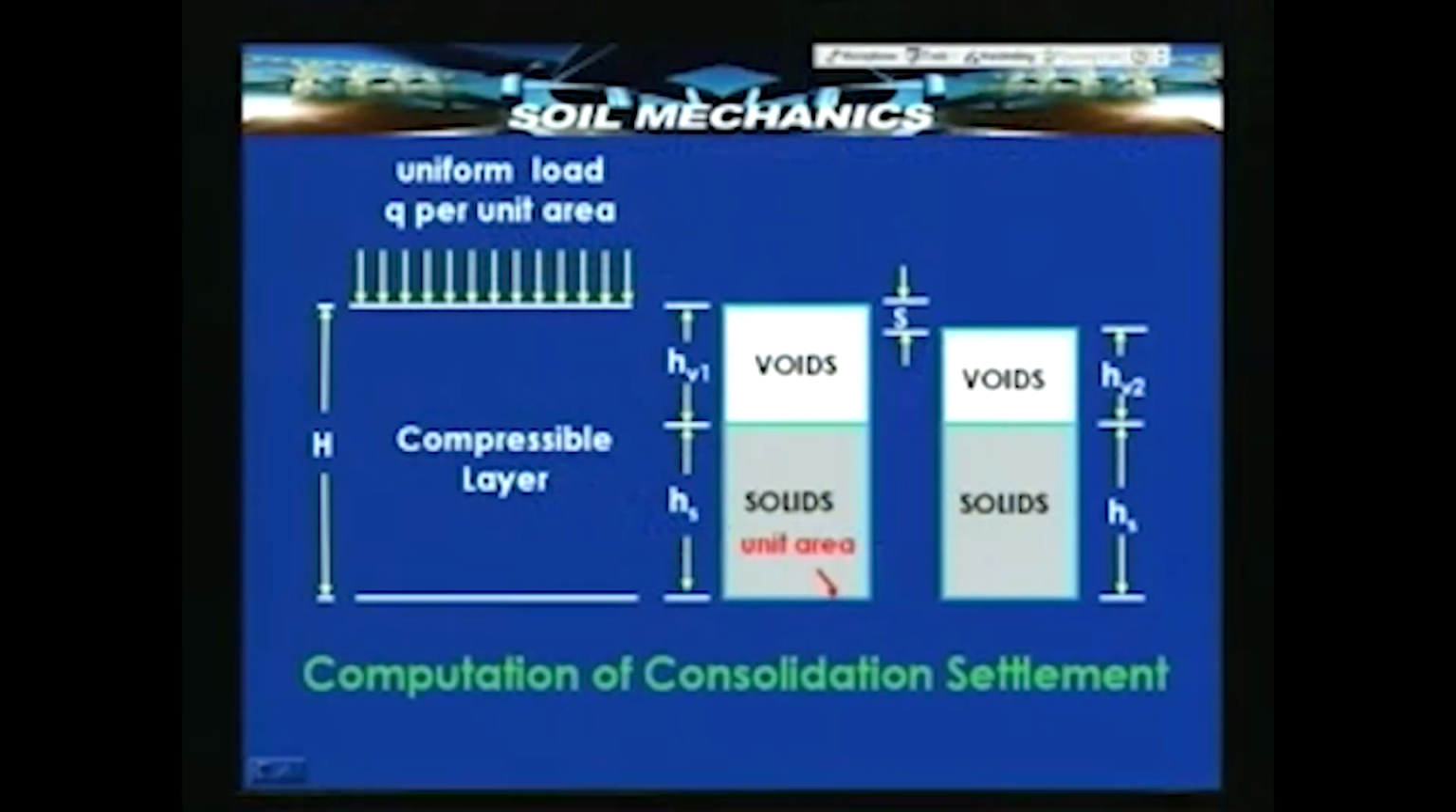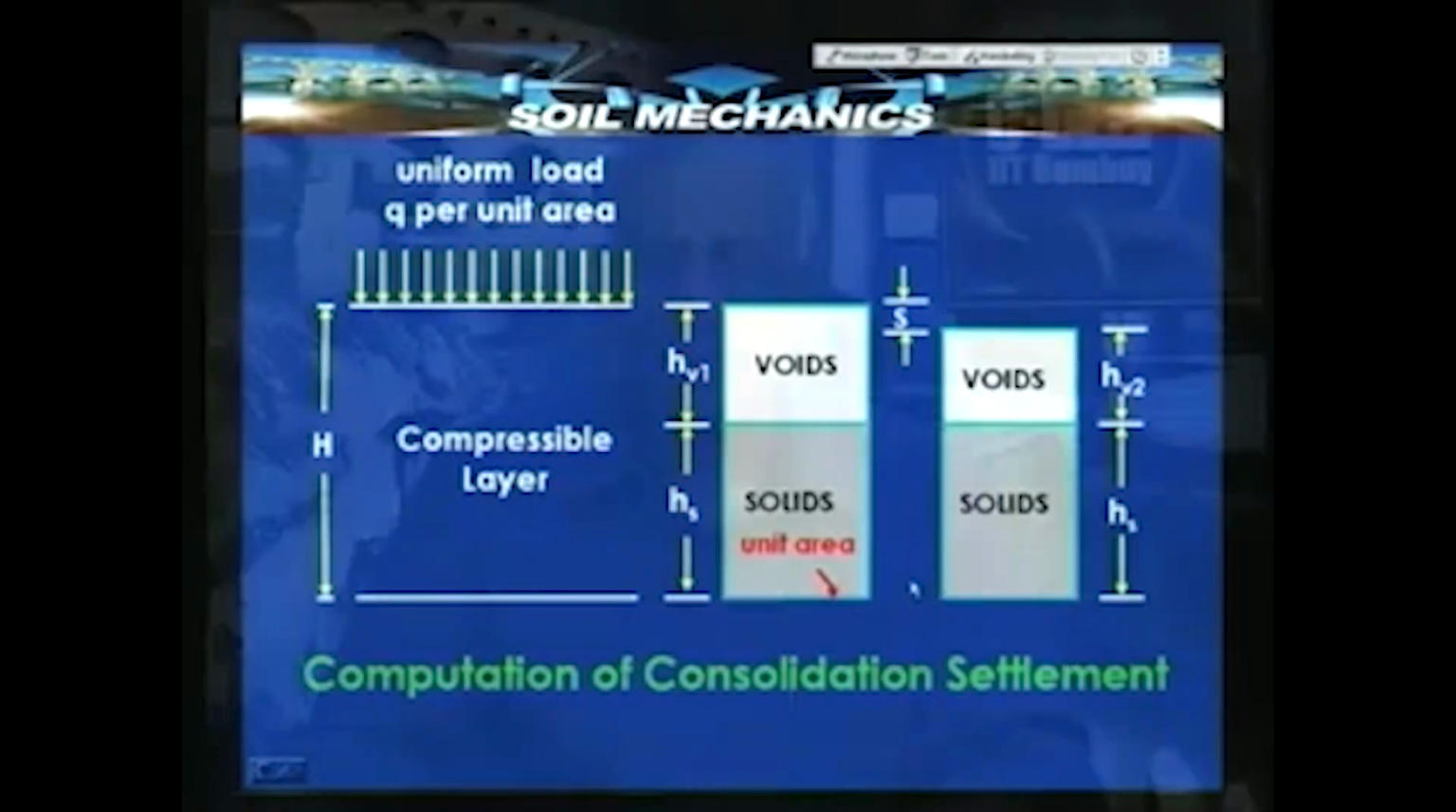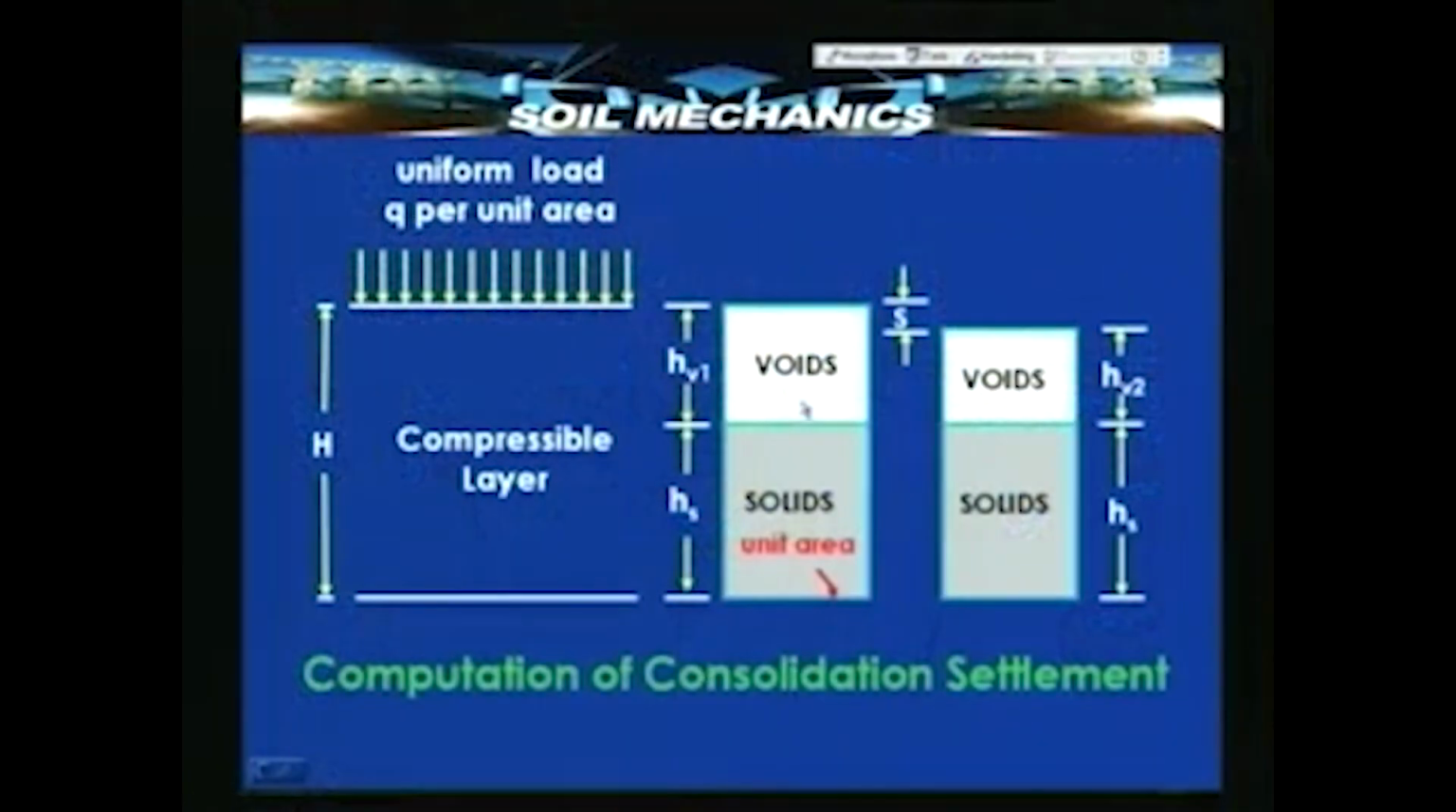Suppose the compressible layer is subjected to a uniform intensity of loading Q over a very large area, so that its compression can be considered to be one dimensional. Now, what does this mean? Let us again go back to our three phase diagram. Effectively, two phases, solids and voids. Voids are filled with water. The solids have a height H_s, the voids have a height H_v1 to begin with.